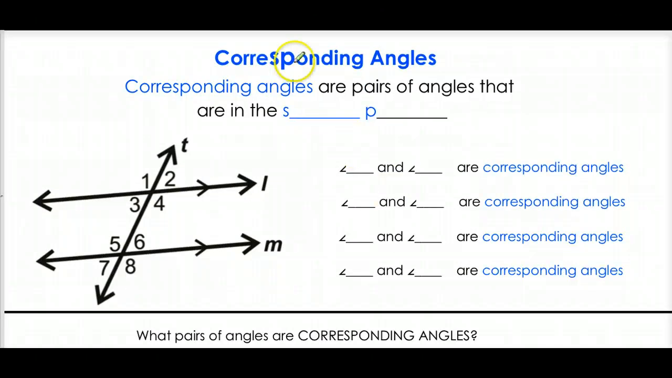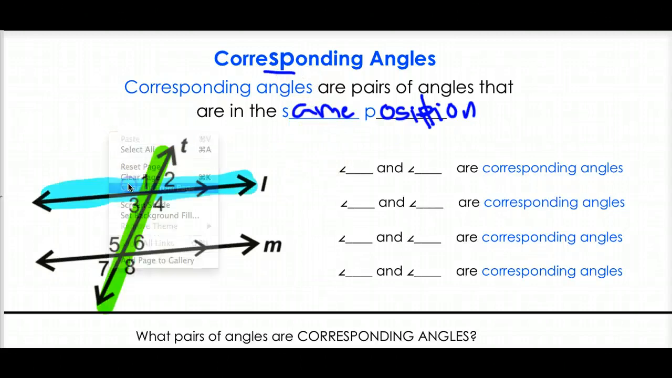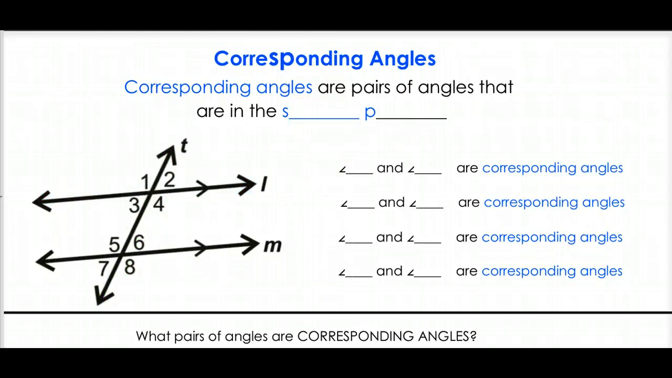Last one, corresponding angles. This is usually the most difficult one for people to identify, so pay attention carefully. Corresponding angles are pairs of angles that are in the same position. Yes, I could spell position. And that SP tells you same position. What do I mean by that? Well, look, so pay attention.